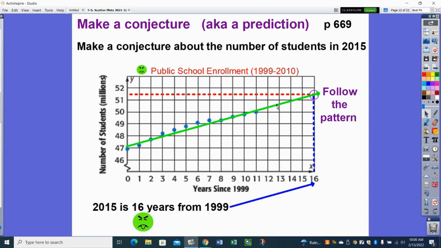Now, your trend line does not even have to touch a data point. It doesn't have to go through a data point. It's not going to go through a lot here because the data is so tightly packed. But that's my trend line, and I extend it way out. And if I come out to 16, which would be 16 years after 1999, which is 2015, I would go up and hit the line and come over and say, well, about 51.5 million kiddos, we better plan for that. We better figure out how we're going to afford that in our country.